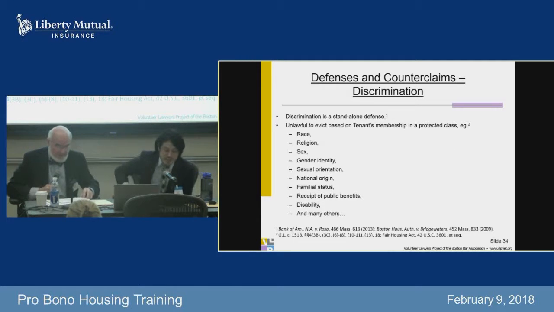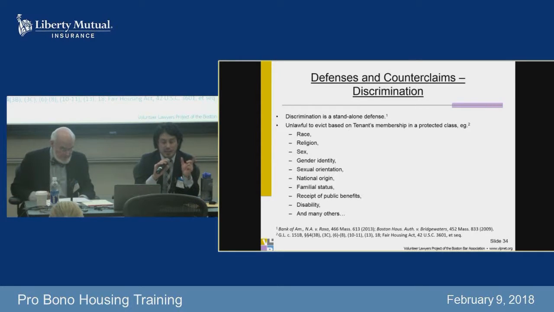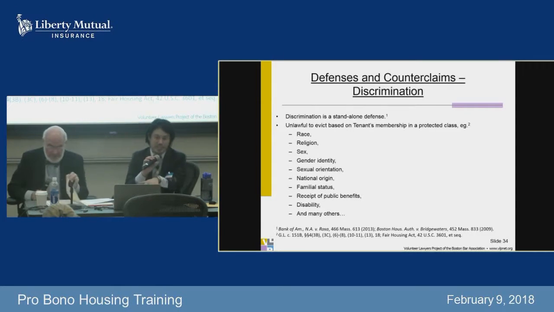So another freestanding defense is going to be discrimination. So it's unlawful for a landlord to evict a tenant based on their membership in a protected class. We have included as cites here the major state anti-discrimination law and a major federal law in housing. So the state law is Chapter 151B, and the federal law is the Fair Housing Act. We included these because they're the big ones, but there are lots of other state and federal laws that protect tenants against discrimination. So be aware of that. We're not saying these are the only ones.